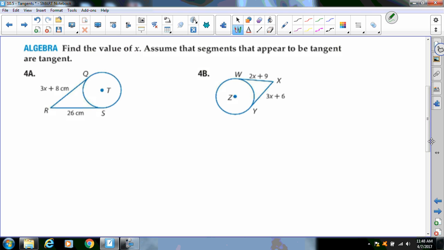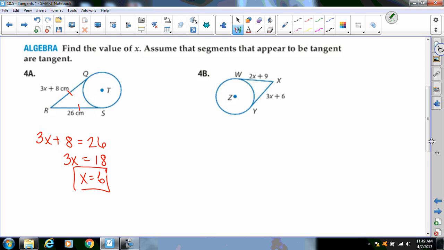So on this one, find the value of x, assume that segments that appear to be tangent are tangent. So again, I have two tangent lines, both coming from point R. That means those are going to be congruent, so I'm going to set them equal to each other. So 3x plus 8 equals 26. I'm going to subtract 8 on both sides. 3x equals 18. Divide by 3. X equals 6.